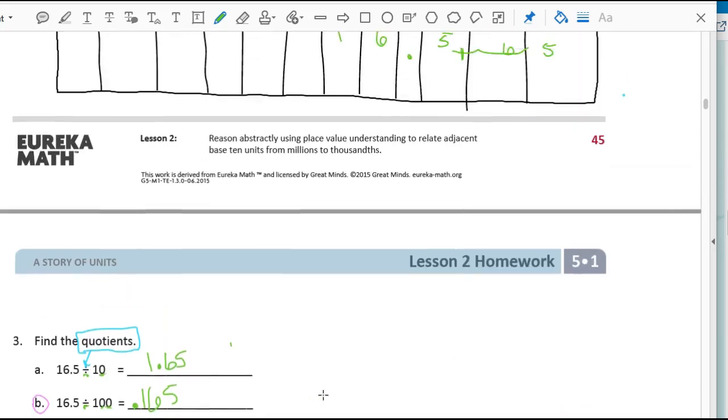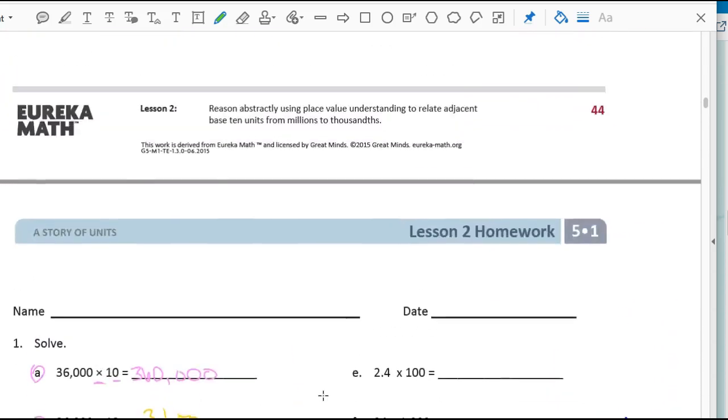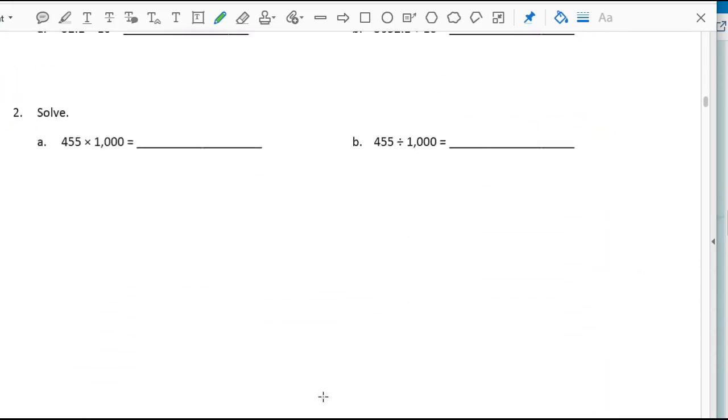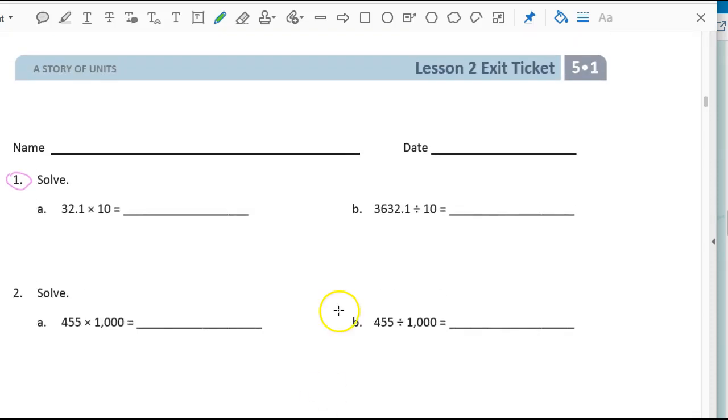So for tonight's homework, you're going to do something really, really similar. You're going to do number 1. I circled it with pink. Now I'm going to square it with green just so it's really clear. So this one's asking you to solve. So you can make your own number chart and think about if this one is multiplied by 10, this one is divided by 10. But the thing is this is 32 and 1/10.